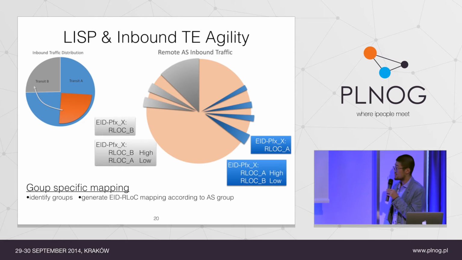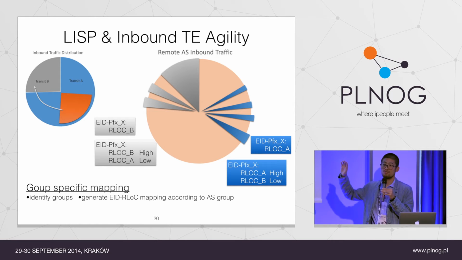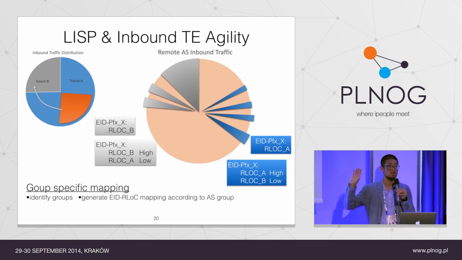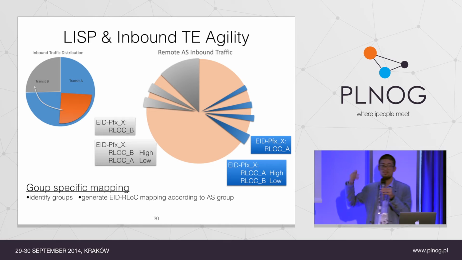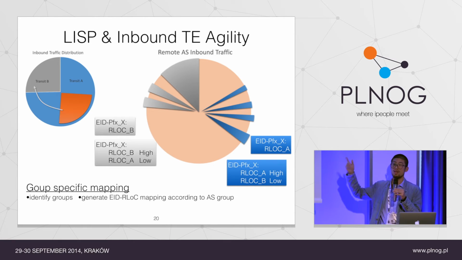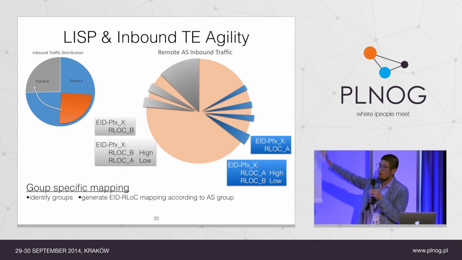Then how about the second one? Do you remember that in the second case we want to move a part of the incoming traffic from transit A to transit B? How can we do that? We just need to extend the previous solution slightly. Previously, we saw an AS-specific mapping. Now we need a group-specific mapping. That is to say, we have to group all the remote prefixes into two groups.